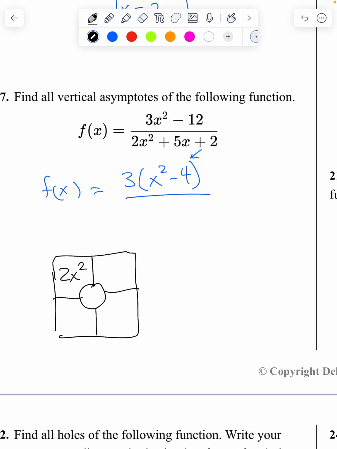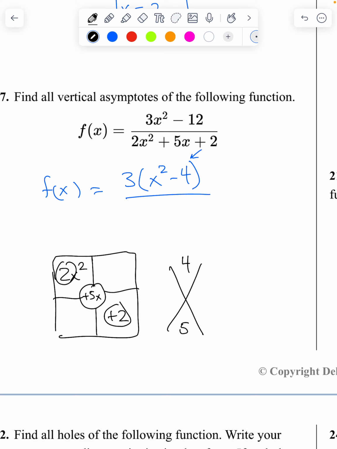I get 2x squared plus 5x plus 2. So I am looking for two numbers to go in these other boxes that multiply up to 2 times 2, which is 4, and then they add to plus 5, the middle number.